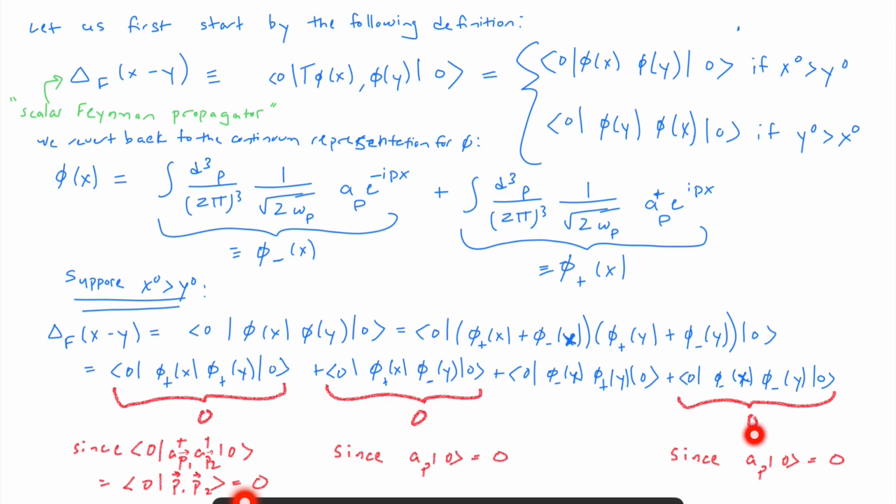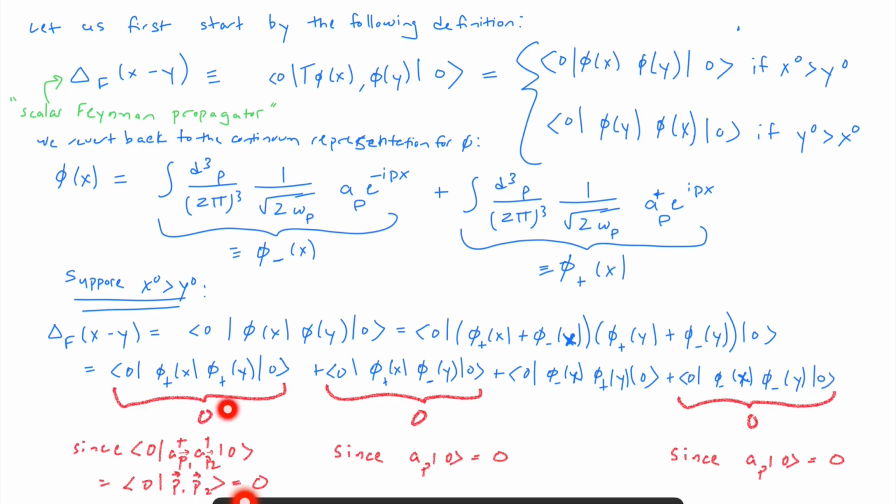Let's look at the last term, and the same exact thing. I have phi minus y. These are all a bunch of destruction operators, this time with the space-time point y. And whatever a sub p is, I'll go through the whole range of it when I integrate this, and it will always kill the vacuum state. A sub p kills the vacuum state, so this will be 0.